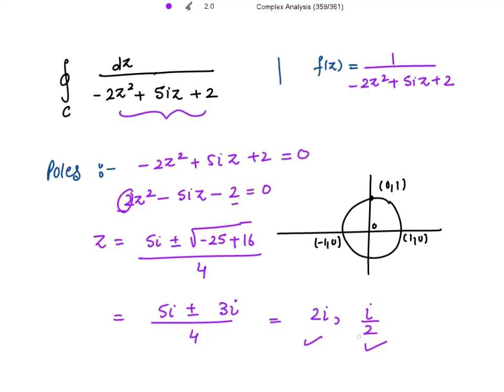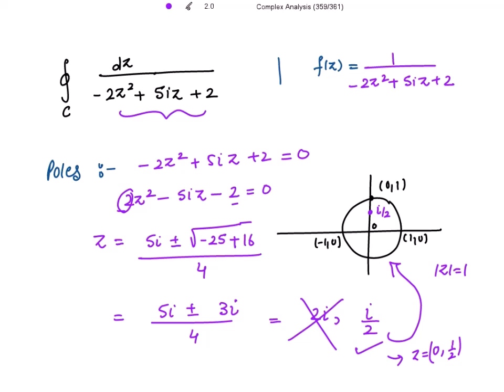Out of these two poles, which of the poles lies inside this circle? The unit circle, mod z equal to 1. 2 iota lies outside the circle, so iota by 2 lies inside the circle. What is iota by 2? The real part is 0 and the imaginary part is 1 by 2. If I write this in terms of these coordinates, this is (0, 1 by 2), that is, it is lying over here. So this point lies inside this circle.